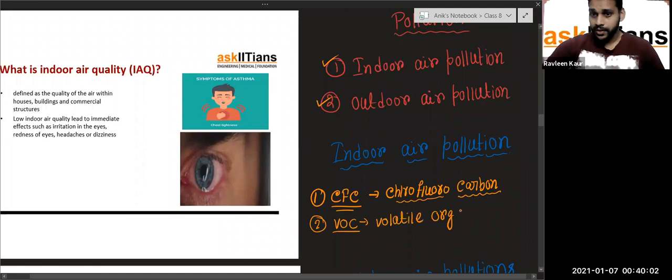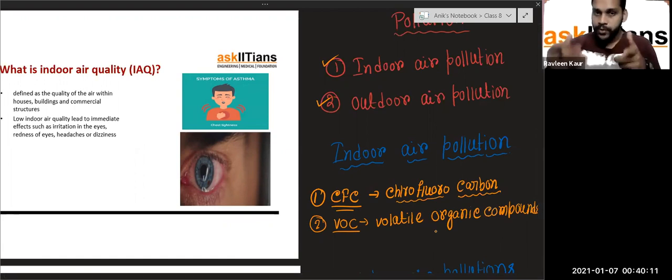Volatile organic compounds. So these are mainly organic compounds. Let me tell you about it. Volatile organic compounds are the compounds that are there in your perfume or different types of sprayers. When you spray the perfume, there are small particles, aromatic particles only. Those particles are volatile in nature, right?